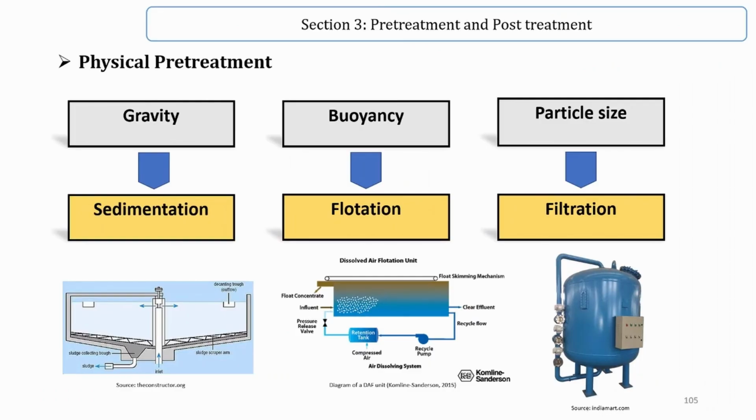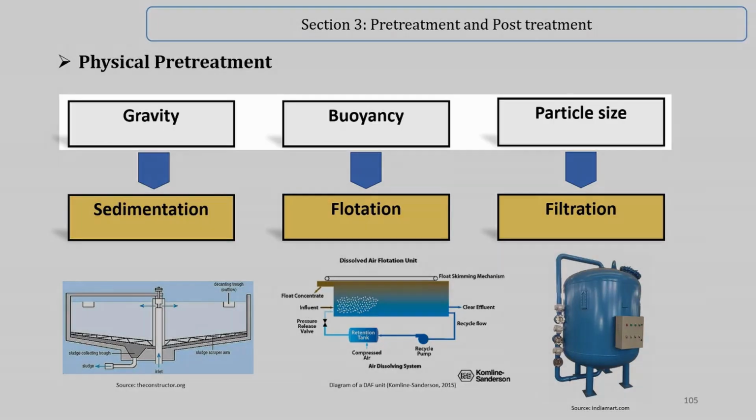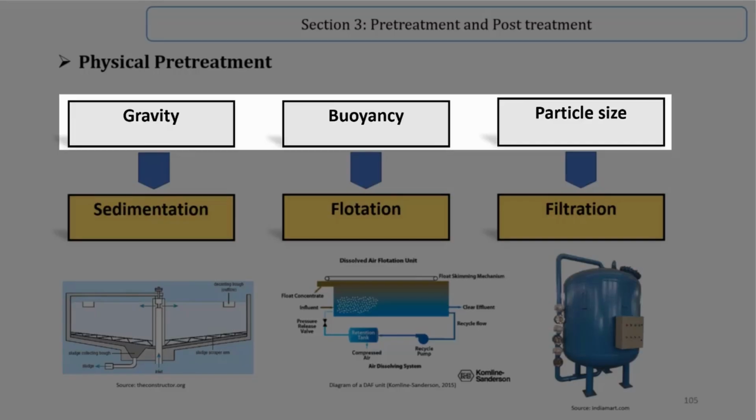Physical pretreatment. Solids not only can easily lead to blockages in membranes, but also can block plant components such as pipes, valves, and fittings. In multi-stage water treatment plants, the first stage is usually to remove solids by physical pretreatments for this reason. This can be implemented according to the following three principles: gravity, buoyancy, and particle size.